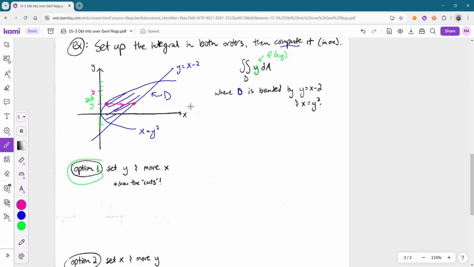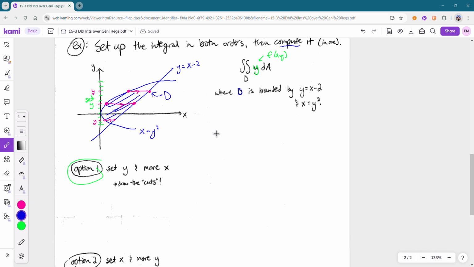If we set Y up here, make our horizontal cut, moving X from the left to the right. And down here, moving X from the left to the right. And what we see actually is in this setup, we're always starting X on this parabola and stopping X on the line. So we have consistent start-stop instructions. And now we can set up our integral, and we'll only need one.